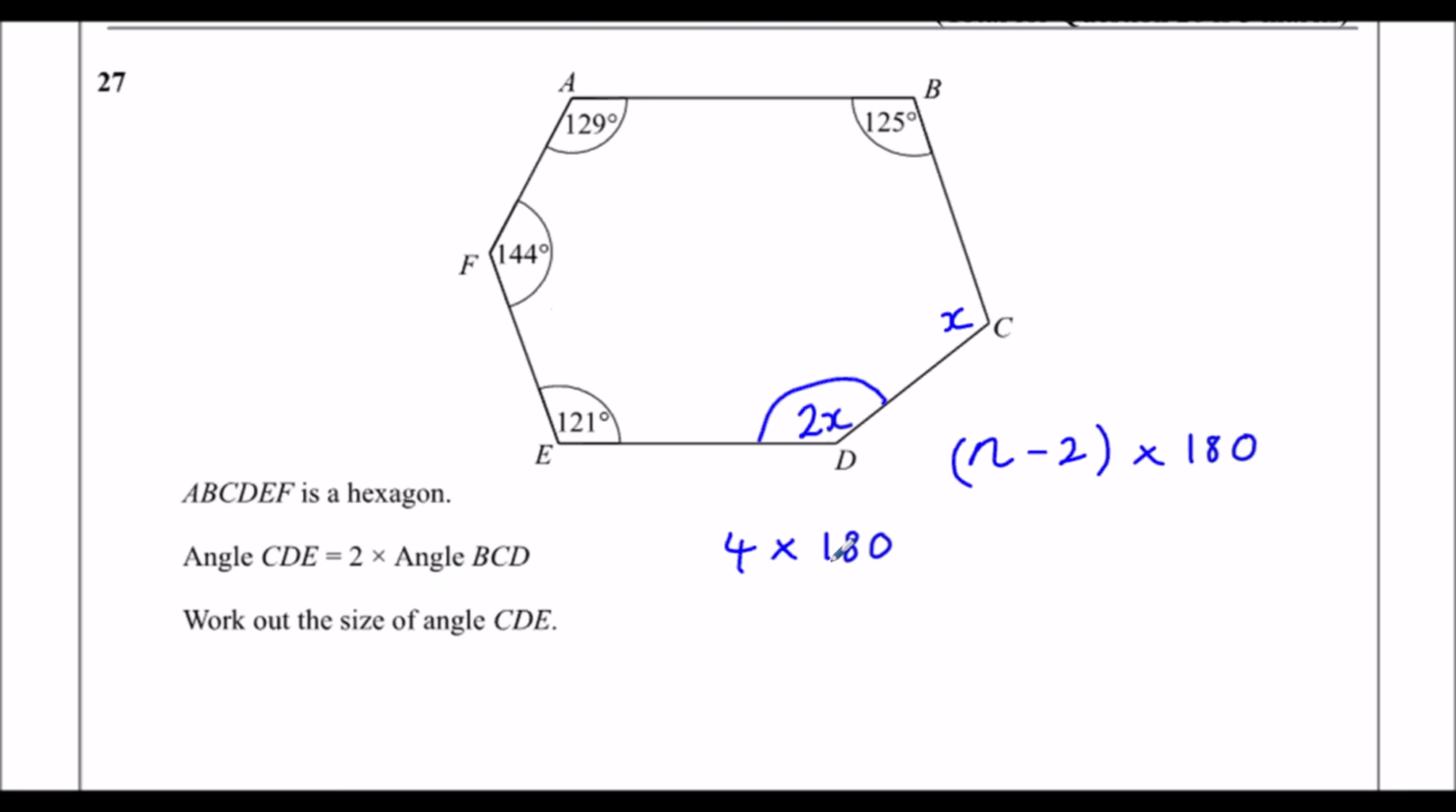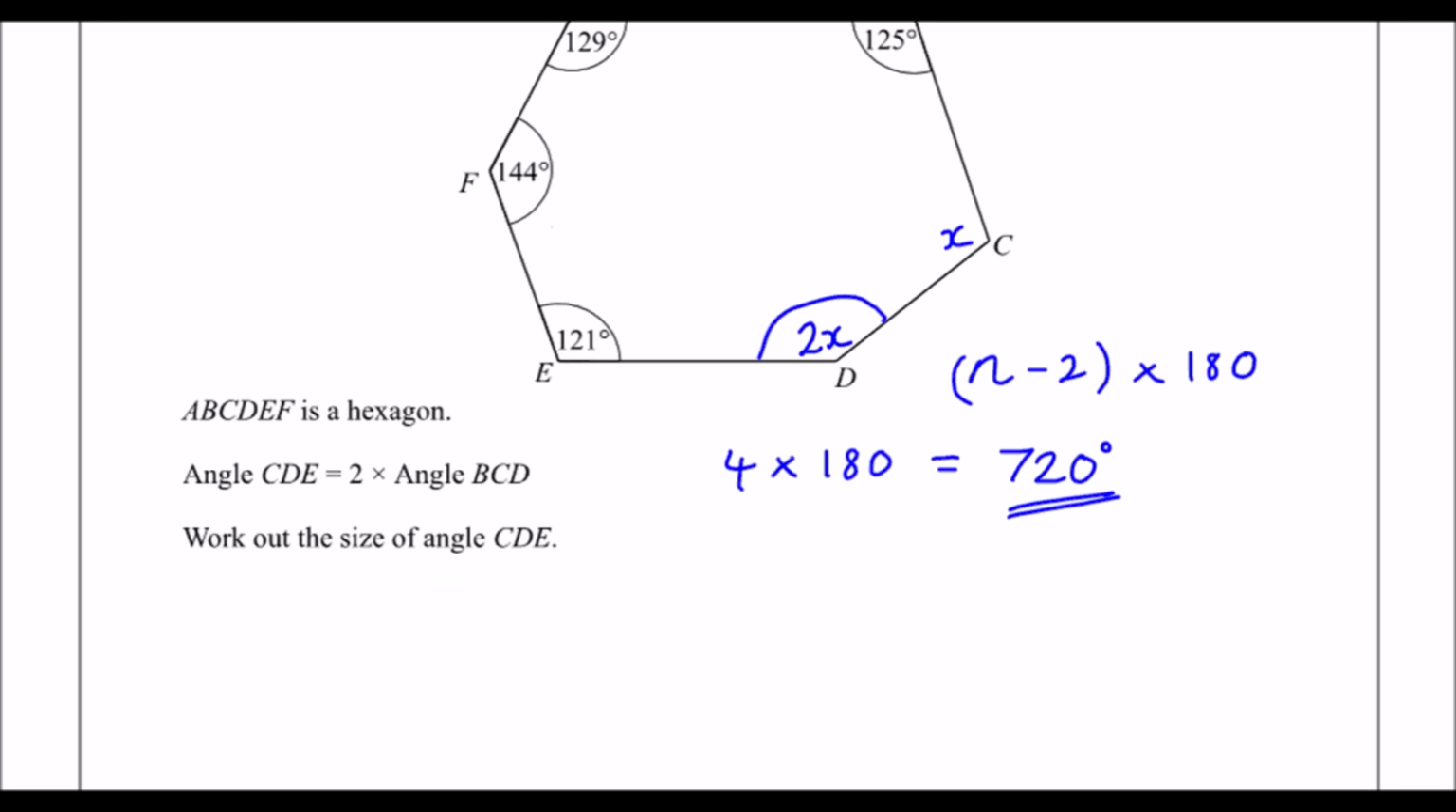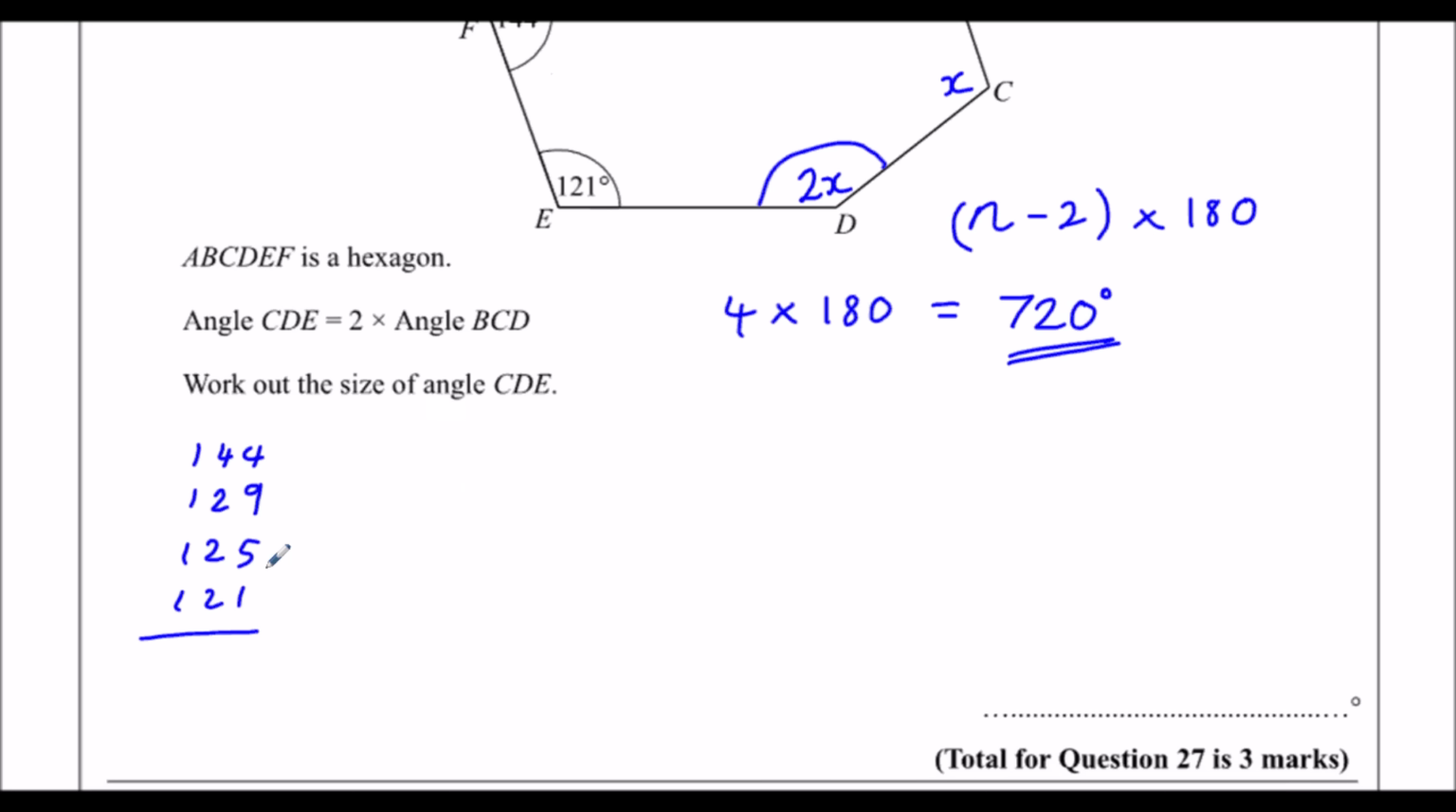So any of those methods, 4 times 180, 2 180s is 360, 2 360s is 720. So the angles in a hexagon have to add up to 720 degrees. So let's see what we've got so far. We've got 144, 129, 125, and 121. So let's add up what we've got so far.